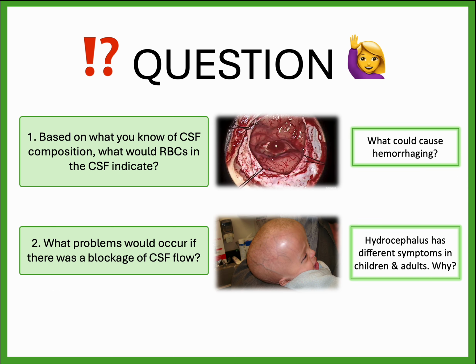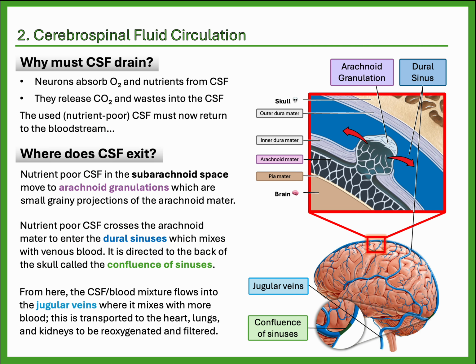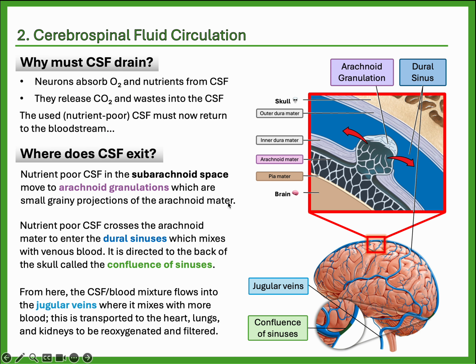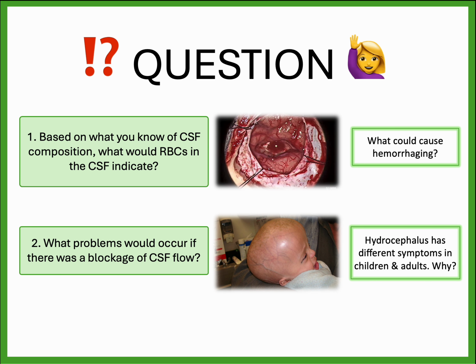And this would cause a big pressure to accumulate in the ventricles. All of this area here would expand, expand, and this is called hydrocephalus, right? When you have this accumulation of pressure, hydro means water or pressure, and cephalus means of the brain. When you have this expansion, that's not good. You're expanding the brain, and hydrocephalus has different symptoms in children and adults, right?